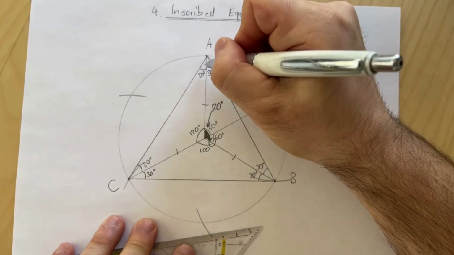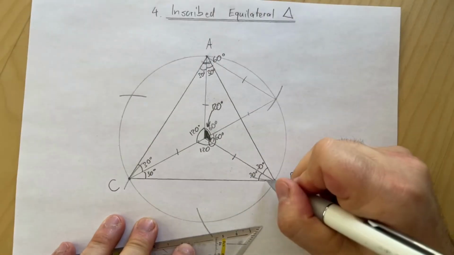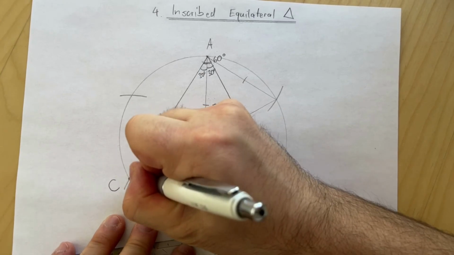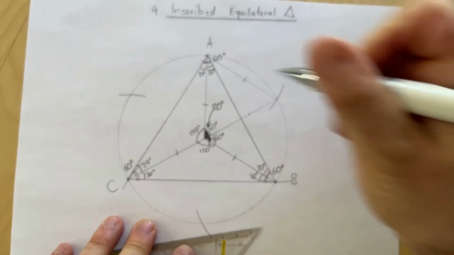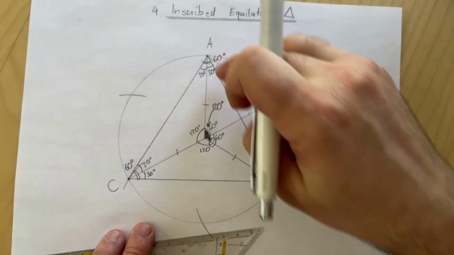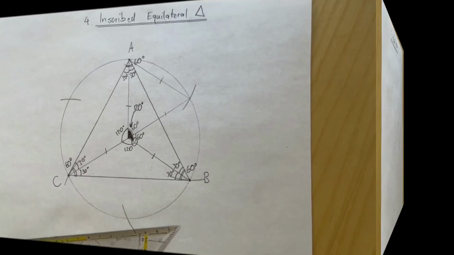So if we look at this now, we know that this angle over here, that's 60, this angle here is 60, because we just simply add up the two adjacent angles that are 30 degrees each, and we end up with an equilateral triangle with 60 degrees each, okay? So that's basically the justification.